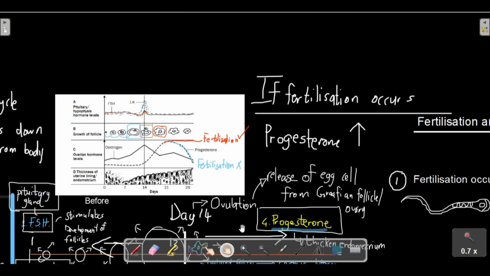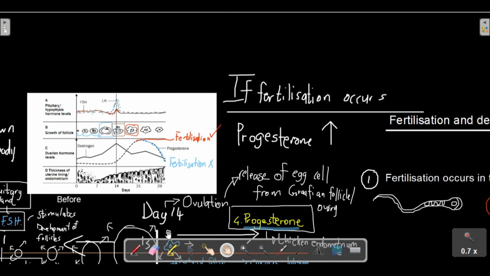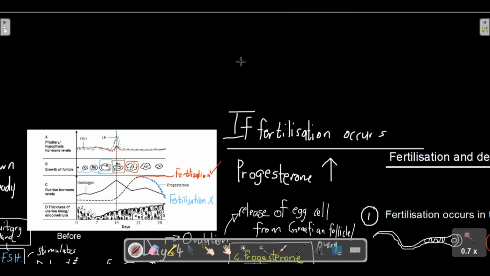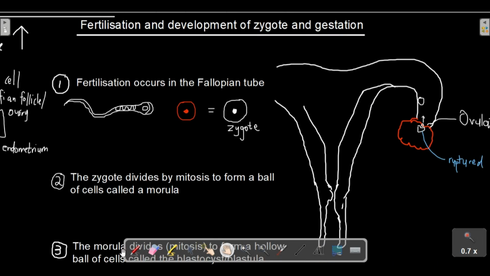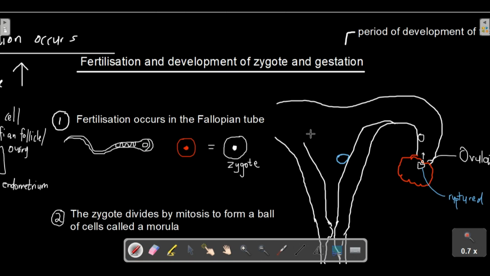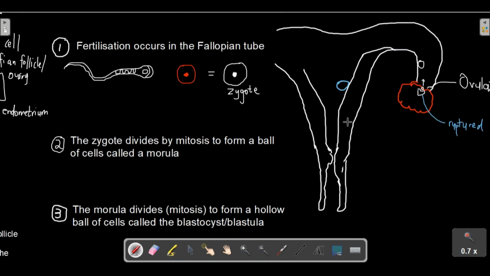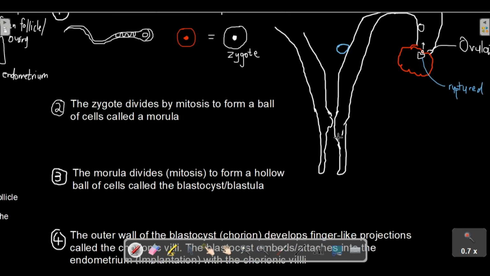Right, so let's say now fertilization has occurred and the progesterone levels keep on rising. If for some particular reason the progesterone levels drop, even though fertilization has occurred, that means that the endometrium will break down. Even if you do have an embryo that has embedded on the endometrium, it will break down, and hence you will have a miscarriage.